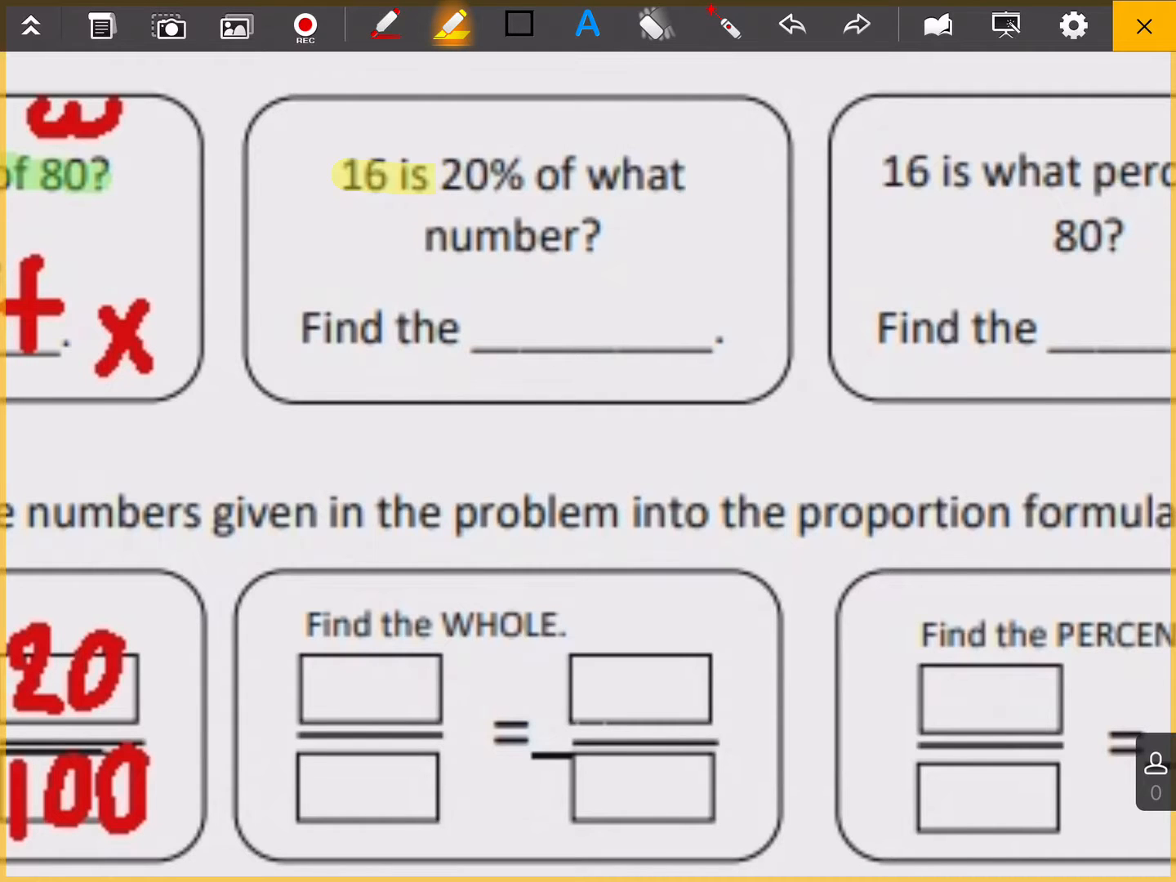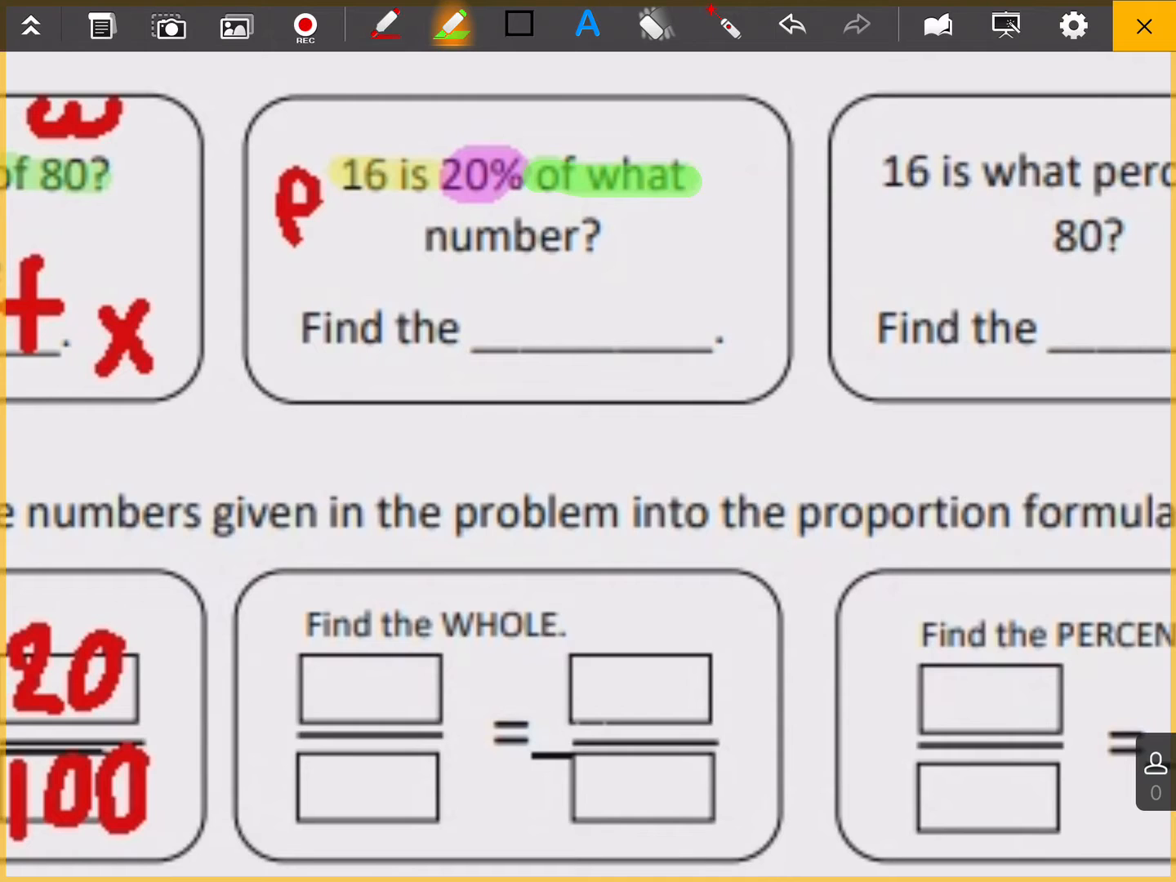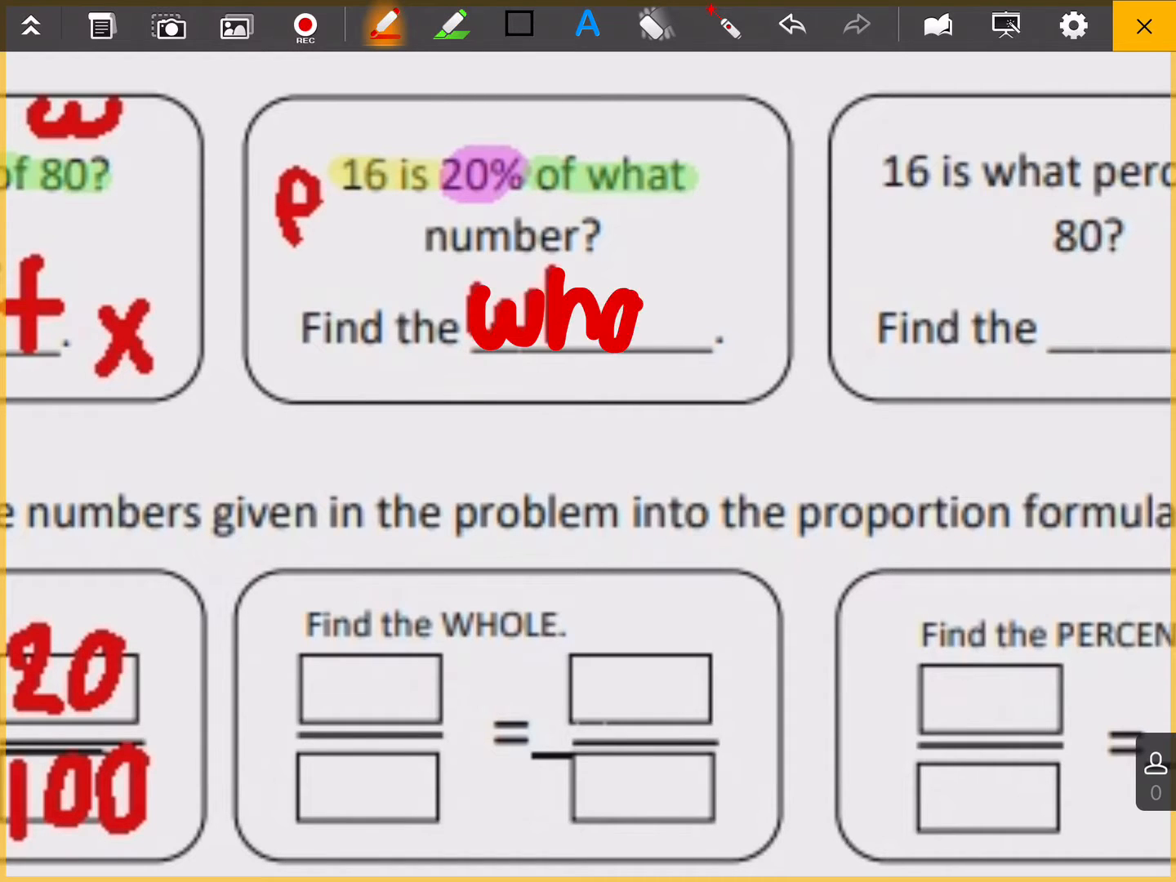16 represents the part. We have our percent, 20%, of what number. So here's where I figure out what it's asking me. The word that what is with is the word of. That means that we are looking for the whole.